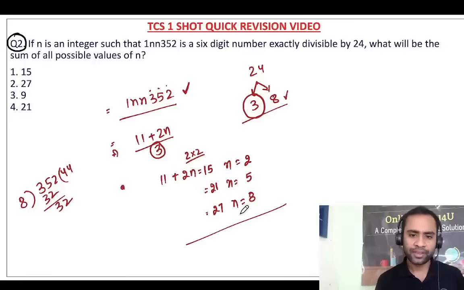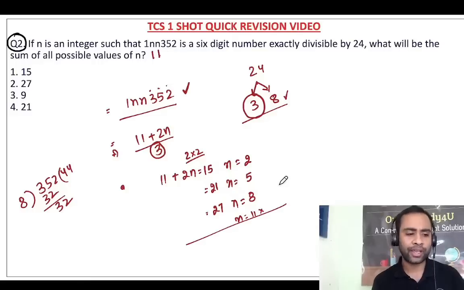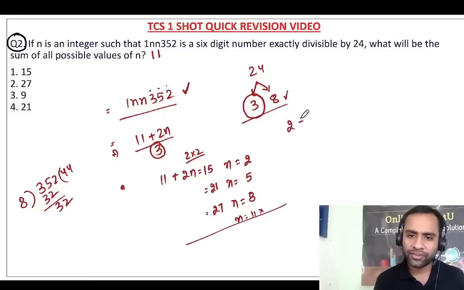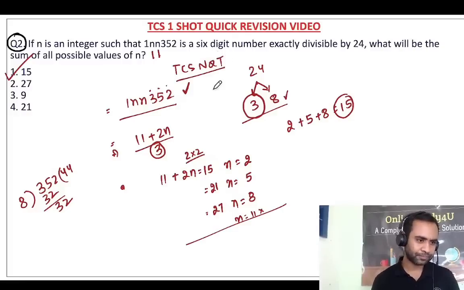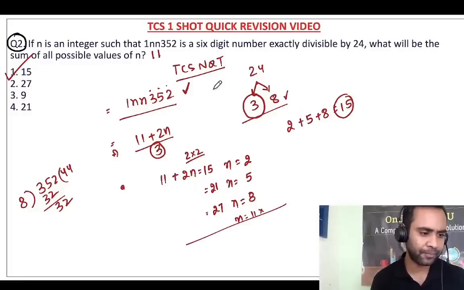Now, sir, what about n equals 11? n is a single digit number, so we cannot take a 2-digit number. So the values are 2, 5 and 8, which sum to 15. Is it clear for everyone? So this was again a TCS NQT problem, right?